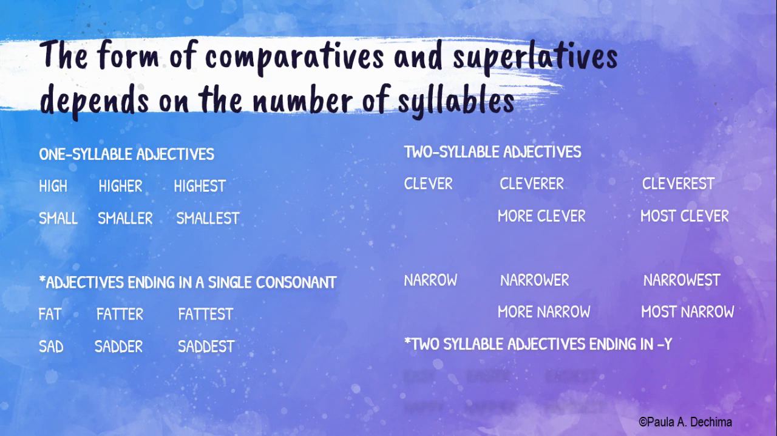Okay? Be careful with two-syllable adjectives ending in y. We change the y for an i. Easy, easier, easiest; happy, happier, and happiest.